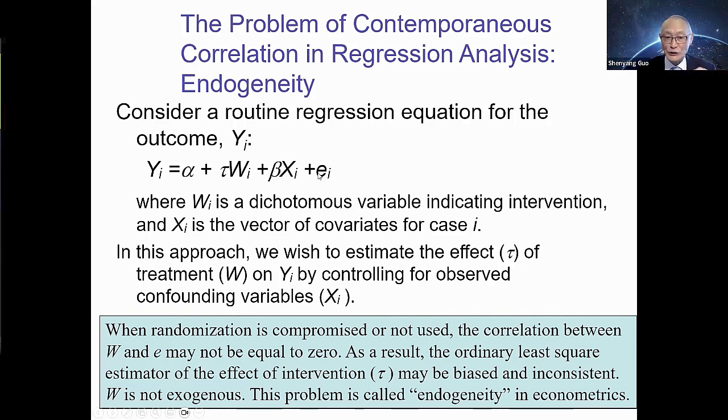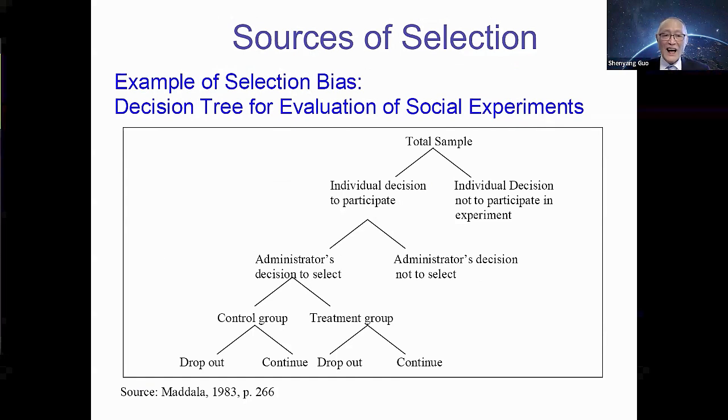So the residual term E is correlated with the W because of the selection, okay? So if we omitted these two variables, we run into the problem so-called endogeneity, okay? The endogeneity is the same problem as selection. In social behavioral research, there are many selections.